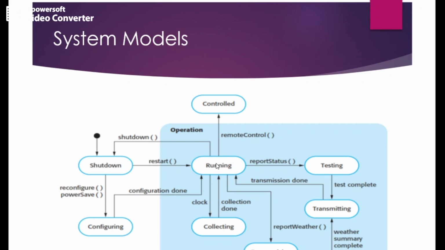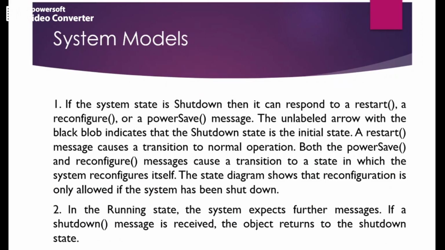Now in the running state, a shutdown message is received, which means when your system is in running state and it receives a shutdown message, it will go back to which state? Shutdown. Your system should shut down, isn't it? So it is moved back to the shutdown state. This is the transition. If a shutdown message is received, the object returns to the shutdown state.